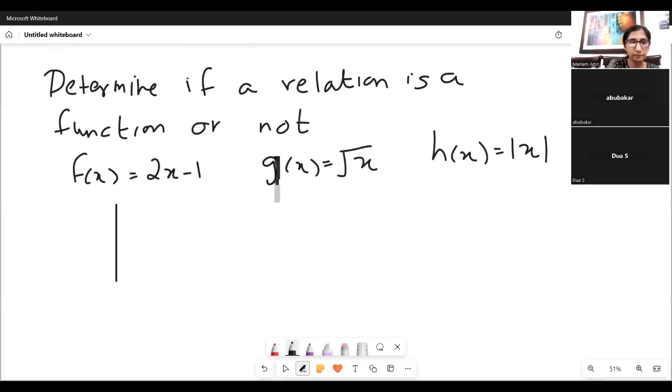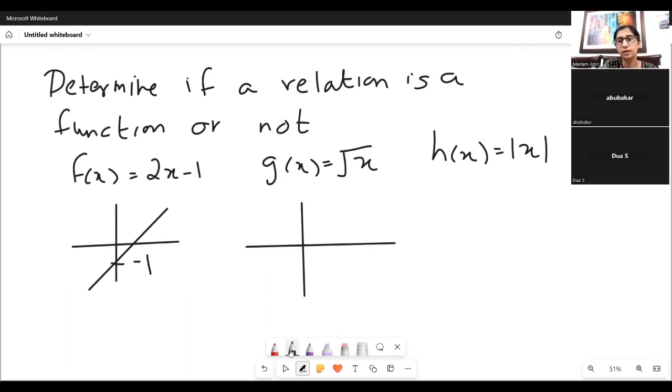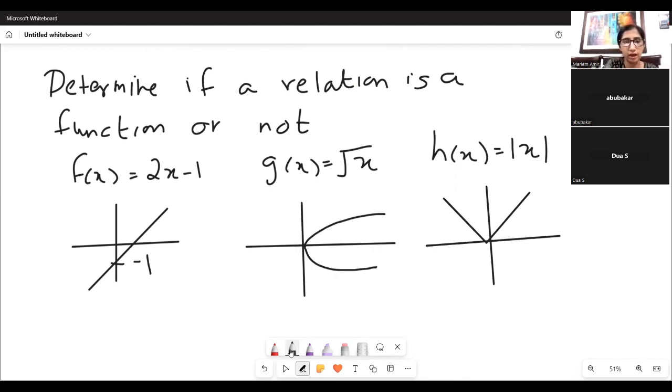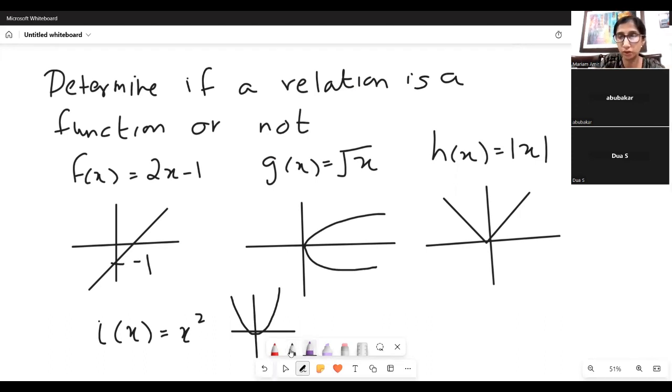So this would look like this. 2x minus 1, an upward slope passing through -1, will be a sketch like this. Square root of x is a sketch like this. And modulus of x is a sketch like this. And let me also sketch another one. Let's say i(x). i(x) is x square, which is like this. Now, how do you determine if these relations are functions or not? You carry out something which is called a vertical line test.